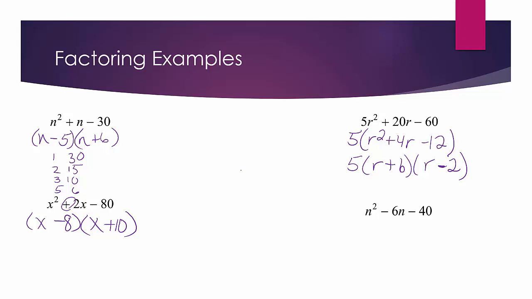All right, now we're going to look at n squared minus 6n minus 40. First step, parentheses, n times n. Got to figure out what will factor out 40 and equal -6 when added together. So we've got 1 and 40, 2 and 20. That's not going to work. 4 and 10. It's got to be 4 and 10. Minus on the bigger number because we have a minus sign here.